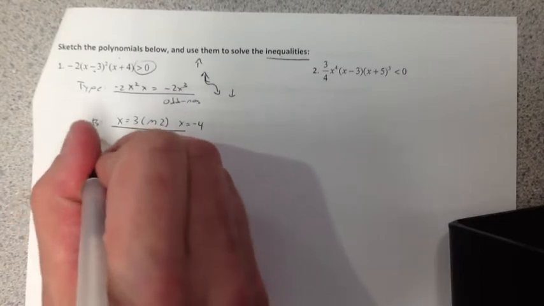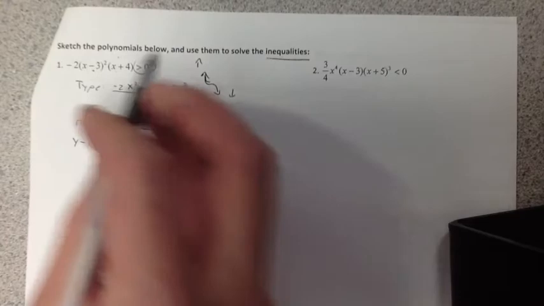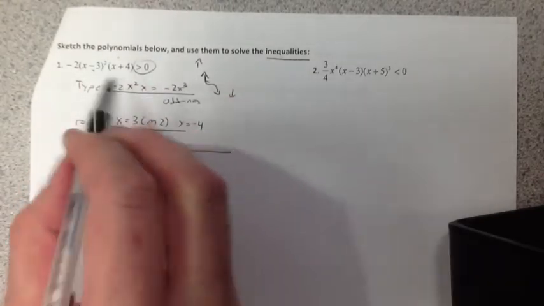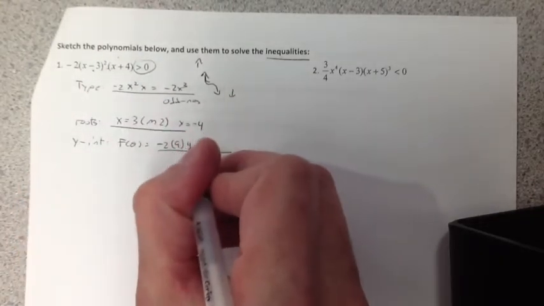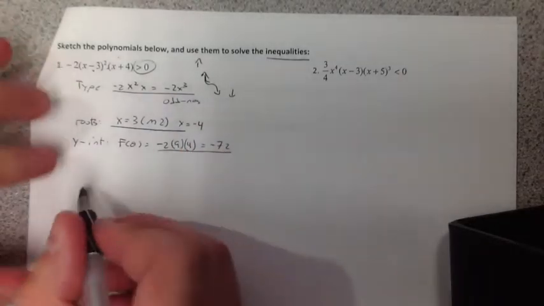And then we get the y-intercept. Let x be 0. We get -2 times -3 squared, which is 9, times 4, and we get -72. And I sketch this.